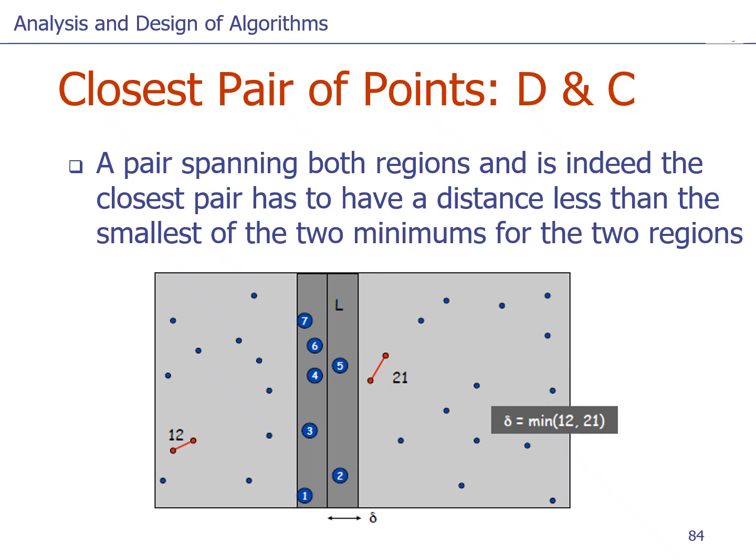The points that probably are of concern to me are 4, 5, and 6, because it could be that between 4 and 5 the distance is smaller than 12, or between 5 and 6 the distance is smaller than 12. So 4 and 5 and 5 and 6 are candidates. Maybe 1 and 2, I don't know. There has to be a way to quantify that. And the question is, is there a way to quantify that? How can I omit the comparison between, say, 1 and 5, or 2 and 7, or 4 and 2?